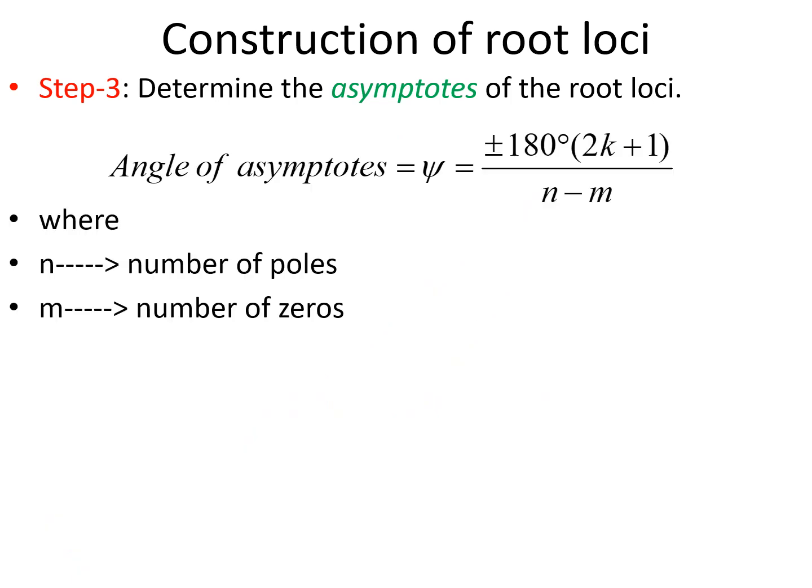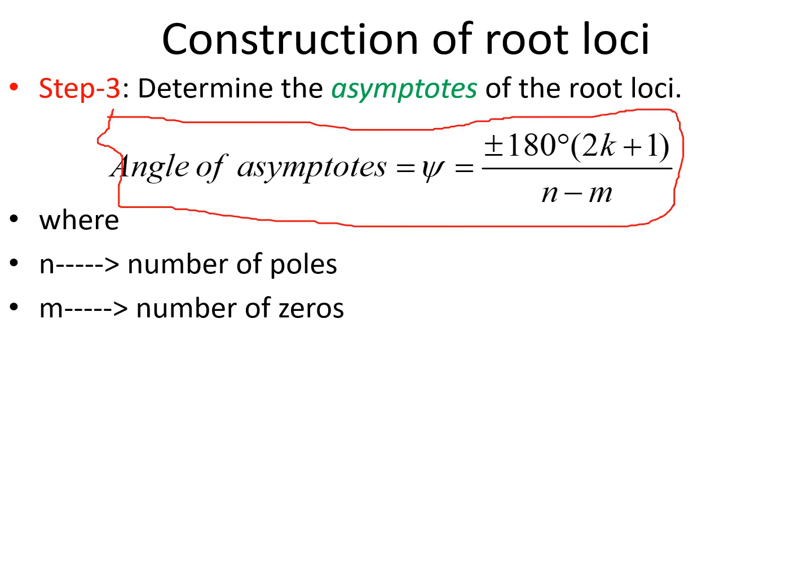And we have a formula which is used to determine the angle of asymptotes. So note down this formula. Angle of asymptotes is equal to plus or minus 180 degrees into 2k plus 1 divided by n minus m. Here n is taken as the number of poles and m is taken as the number of zeros.